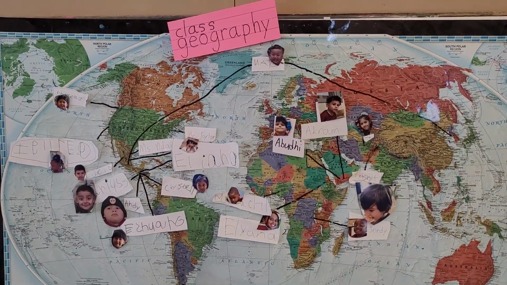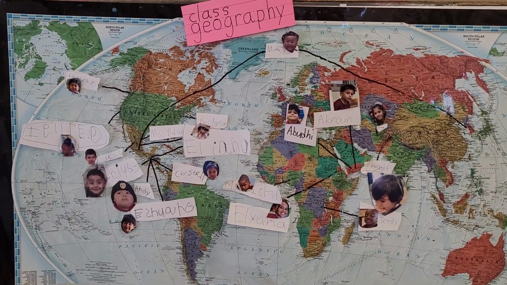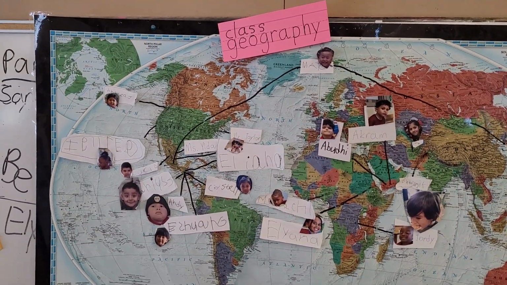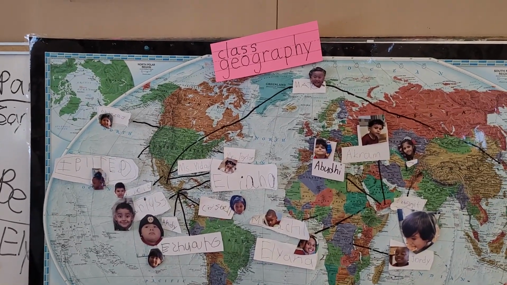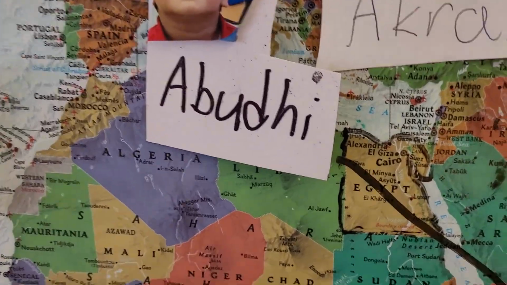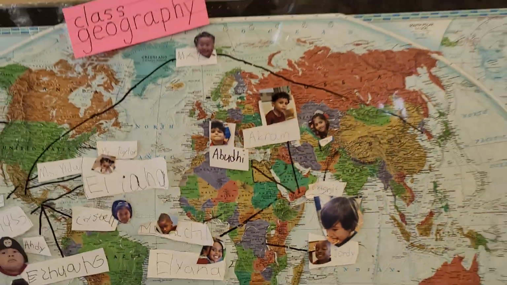Over here, we started learning about the geography of our class, different countries of origin of all the students in our class. So we did that, and then we showed where Egypt is specifically, since that's what our unit is about right now.